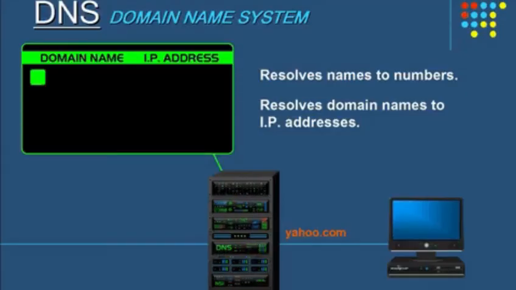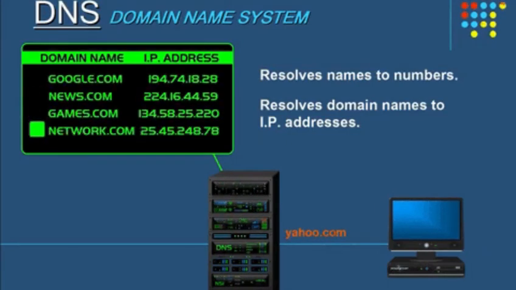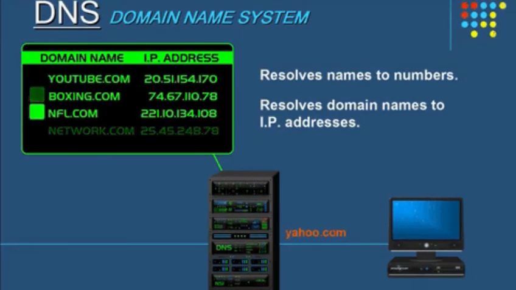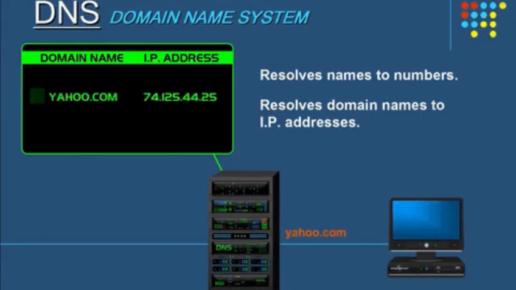DNS, Domain Name System, attacks exploit vulnerabilities in the DNS infrastructure, which translates domain names, like example.com, into IP addresses. These attacks aim to disrupt, intercept, or redirect user traffic. Here are the main types of DNS attacks.